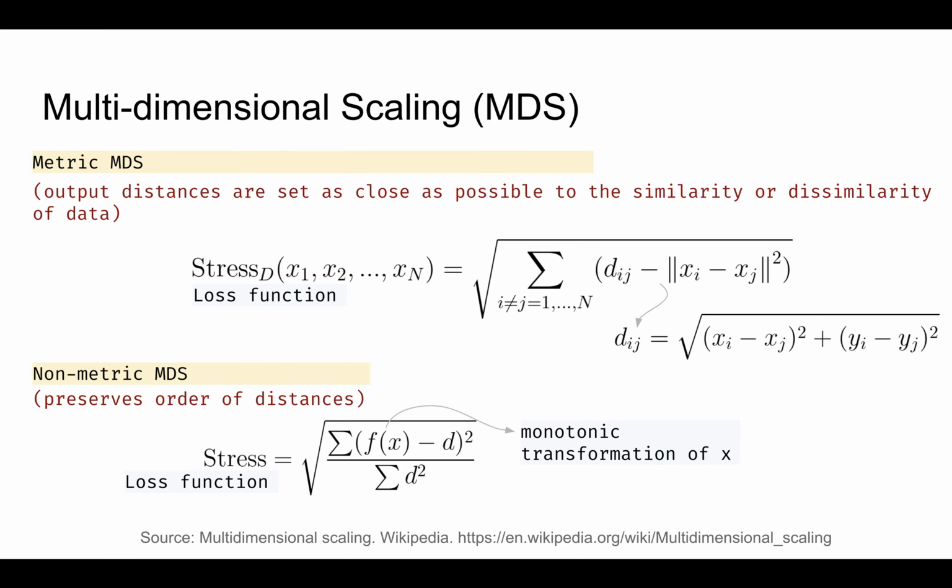The next is multidimensional scaling. So this has two types, metric MDS and non-metric MDS. The difference between these two is that non-metric MDS preserves the order of distances, whereas metric MDS looks at the actual distances to find the similarity or dissimilarity between data points. And again, the loss functions or cost functions for each of those are given here, and they are named stress. So we have this stress D, which is given here, and then we have this value for stress, which is given right here.